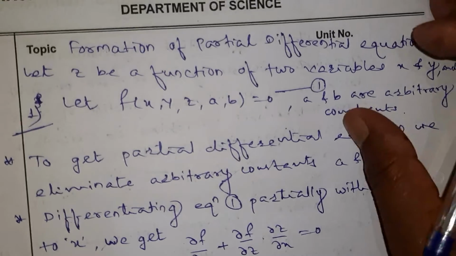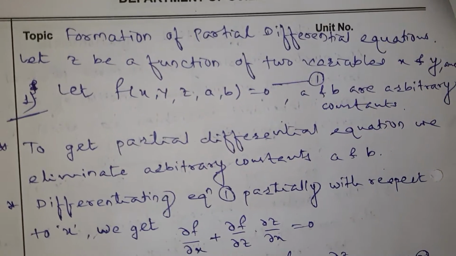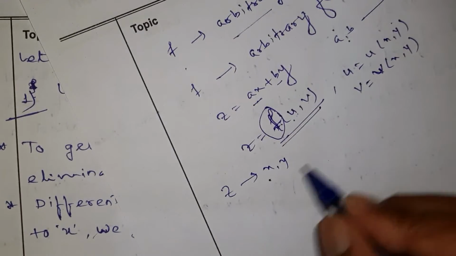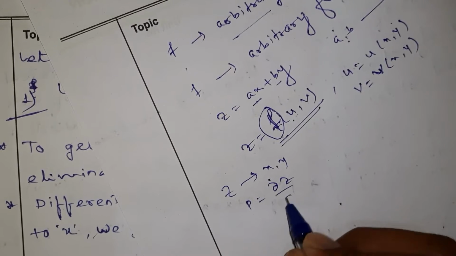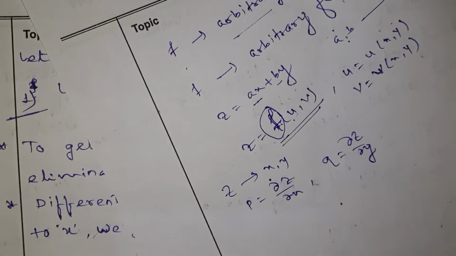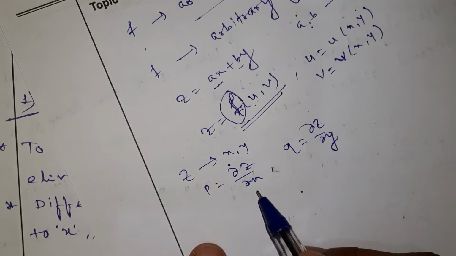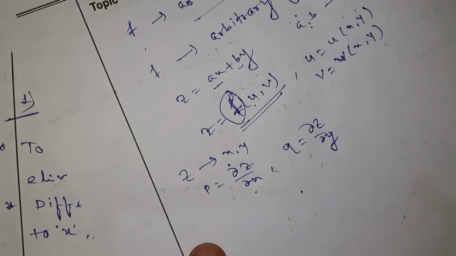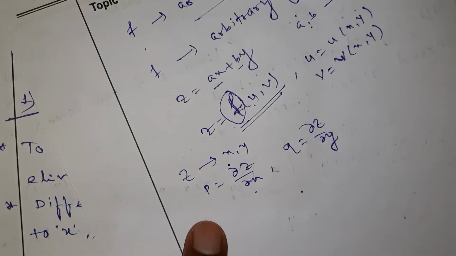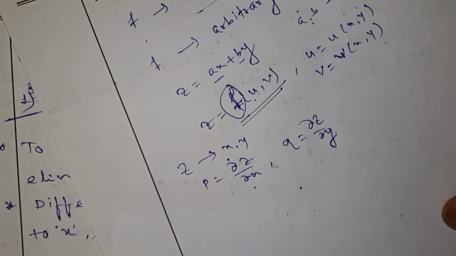Before that, we know our p and q. What are p and q? z is a function of x and y. Then p is dou z by dou x, and q is dou z by dou y. Throughout partial differential equations, always remember these two terms. In a similar way we are going to define r, s, t in the higher orders. For now, just keep in mind dou z by dou x and dou z by dou y for the first order partial differential equation.